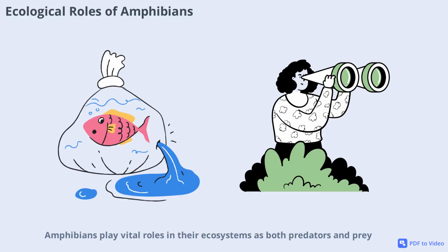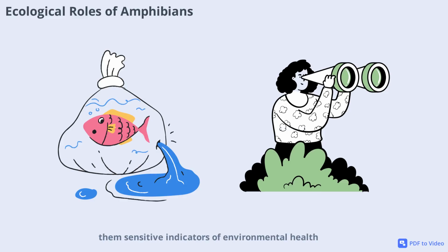Amphibians play vital roles in their ecosystems as both predators and prey. They help control insect populations and serve as food for a variety of animals. Their permeable skin also makes them sensitive indicators of environmental health, highlighting the importance of their conservation.